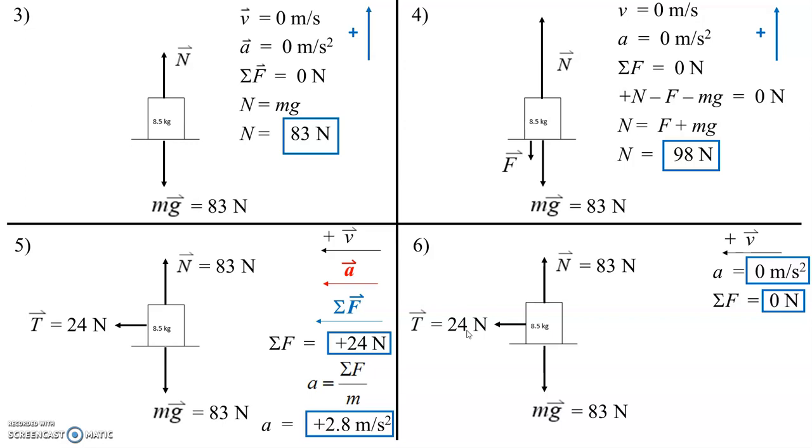So, wait a second, what is different about this problem from number 5? Well, in number 5, the box was accelerating, but in number 6, it's not. In number 5, there was a net force, but we know that since it's not accelerating in number 6, the net force has to be 0, which means this free body diagram can't possibly be complete. There's got to be something else there so that the net force is 0, as opposed to being 24 newtons.